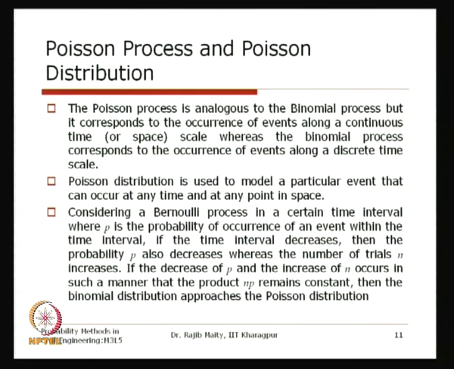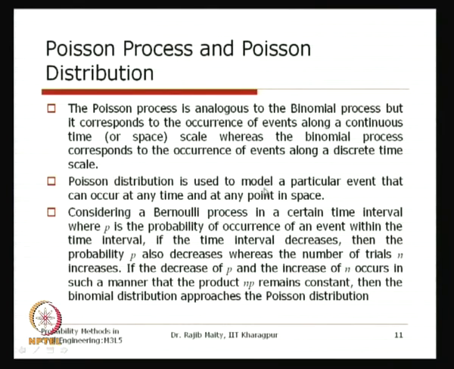If we say rail accidents, then over a month of time, the time is the month, the number of rail accidents that can happen in a month. So this is known as the Poisson process.